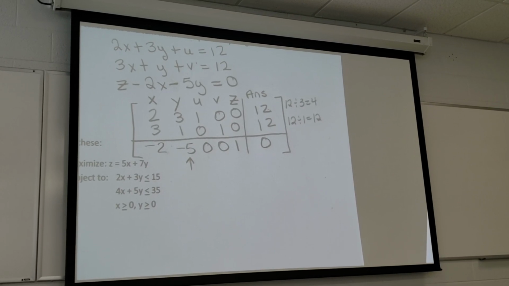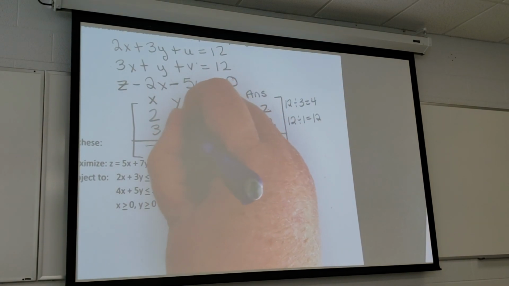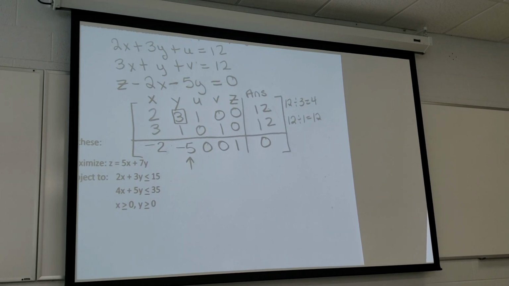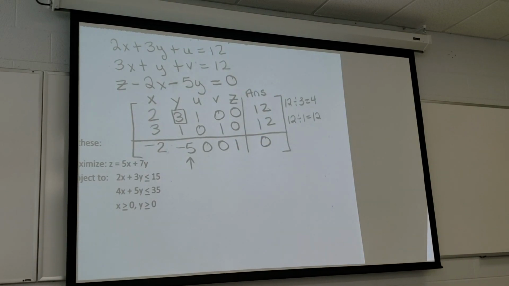Which one's smaller? 4 or 12? 4, so it's on the first row, so this is my pivot element. That is the one that has to become a 1, and everything else is 0. It has nothing to do with that 1. That's nothing to do with it.